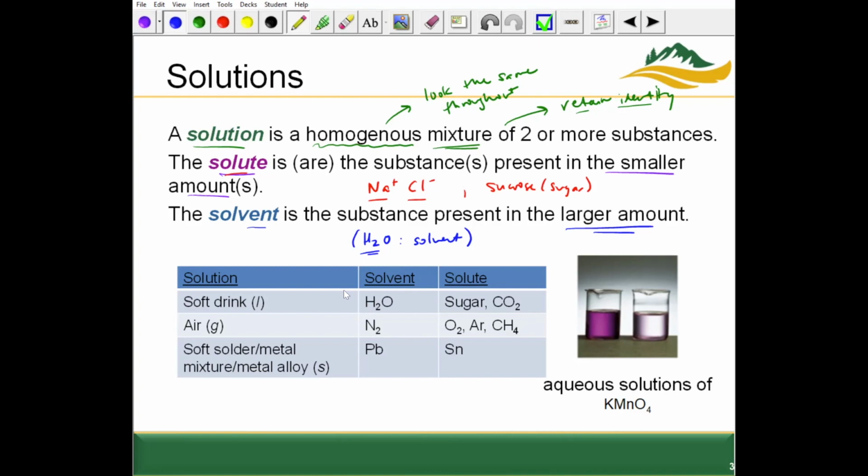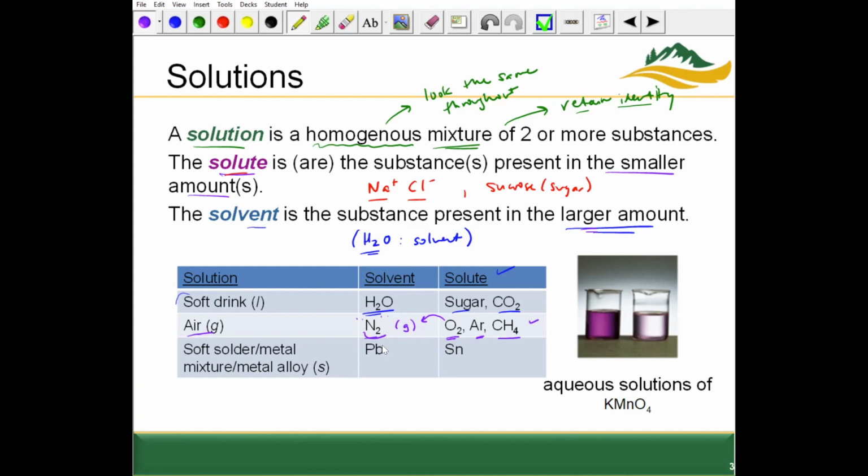There are some examples, though, of non-liquid solvents or non-liquid based solutions. We have a soft drink where the solvent is water, and the solutes are, again, sucrose or sugar, and carbon dioxide gas. Another example is air. Air is a solution. The solvent is technically nitrogen gas because that's what's present in the larger amount in the atmosphere. The other gases present in air are oxygen gas, argon, and methane. These are solutes dissolved into our solvent of nitrogen gas.